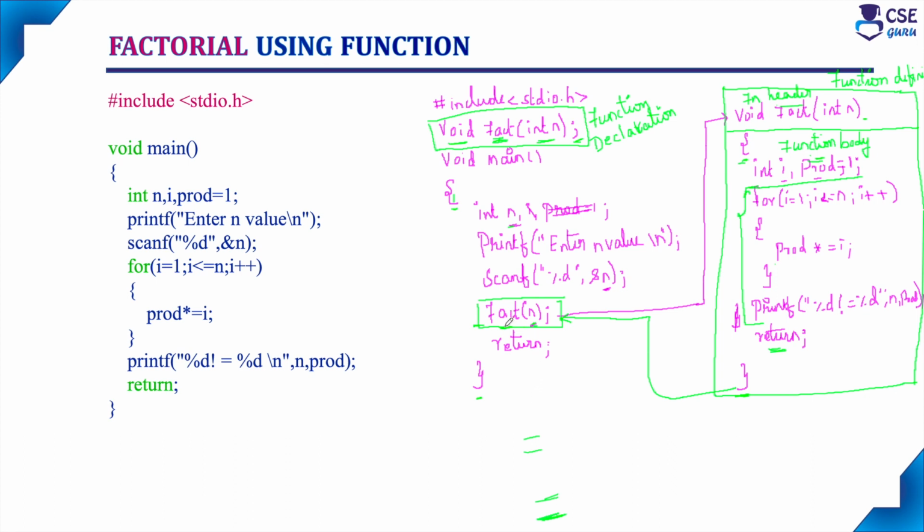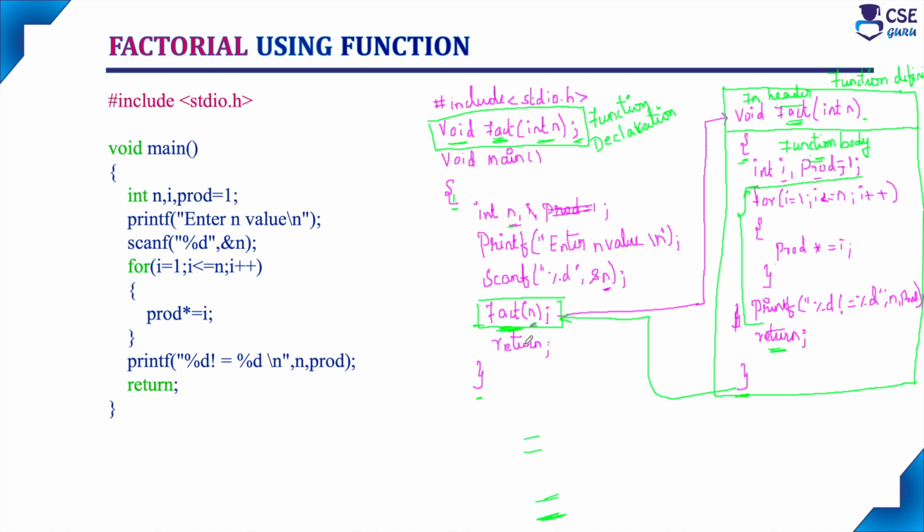So wherever we are calling, this one line statement will replace this complete code. But we have written it only once. Even 10 times, 100 times, or 1000 times, however many times we need to execute this user-defined function, that many times we can call it within main function with only one statement, that is fact of n. This is the main advantage of user-defined function.